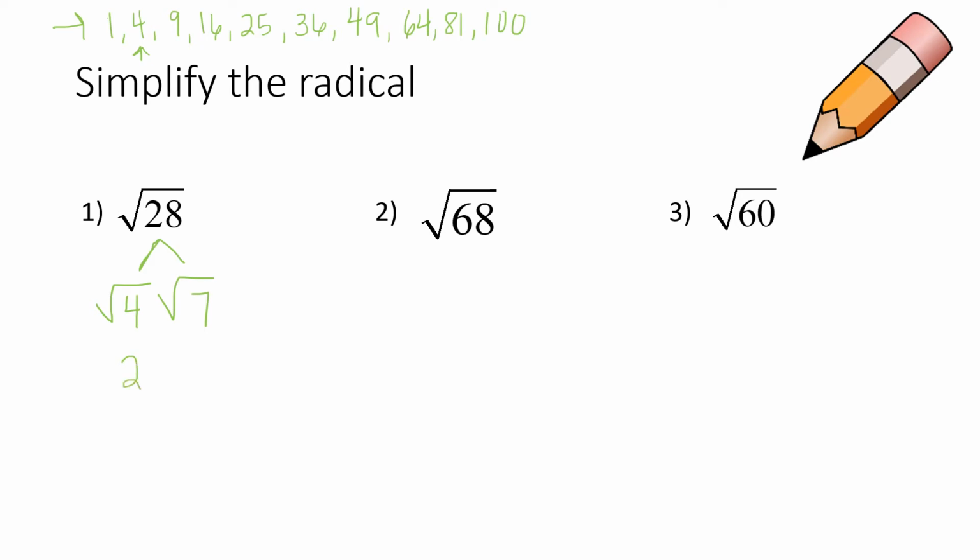Can I break 7 down anymore? Is there any other magical number that goes into 7? There's not. So what I do is I just bring down that square root of 7. And this right here would be the simplified radical for the square root of 28.